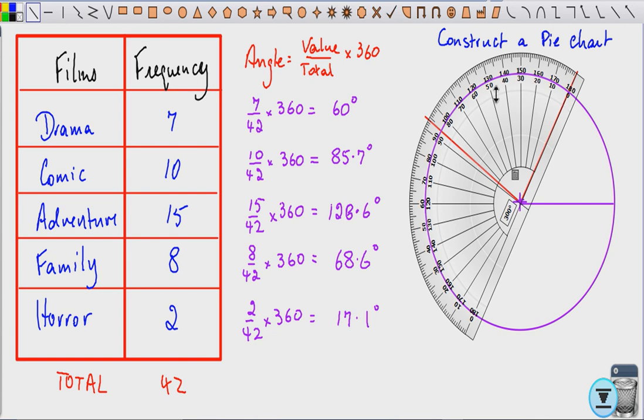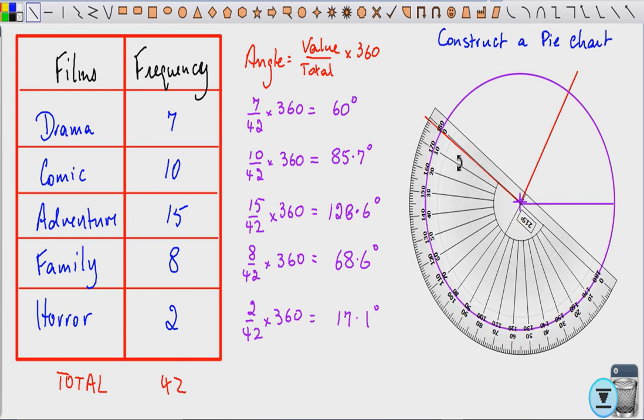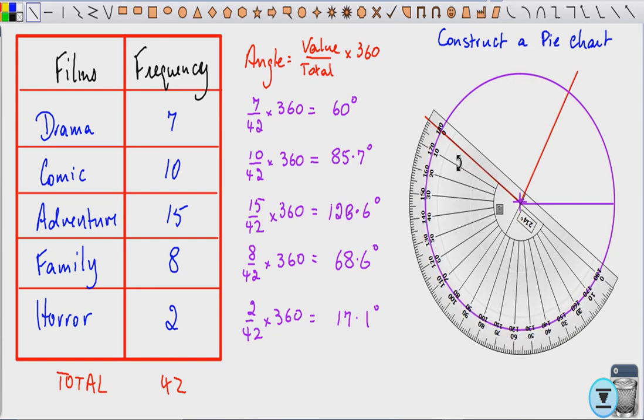Note that 0, 10, 20, 30, 60, 70, 80. This is 85 and 86. I place my 0 again on the new line. Now I need to find 128.6 degrees, meaning 129 degrees. I start from 0, 10, 20, 30, 40, 50, 60, 70, 80, 90, 100, 110, 120, 129 is here. And that's 129 degrees. Now I need an angle of about 69 degrees.